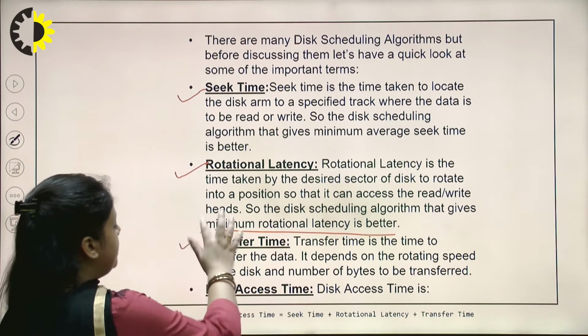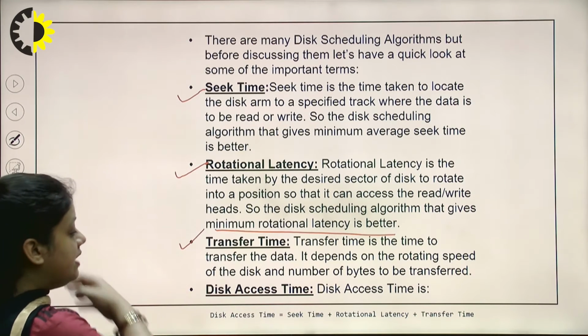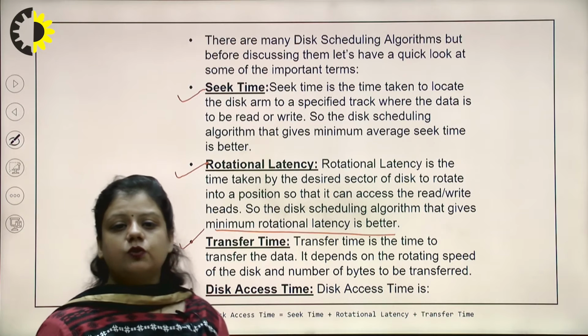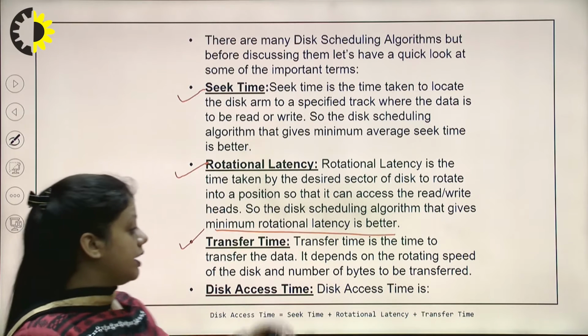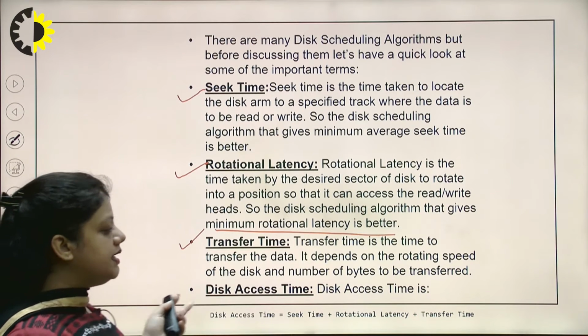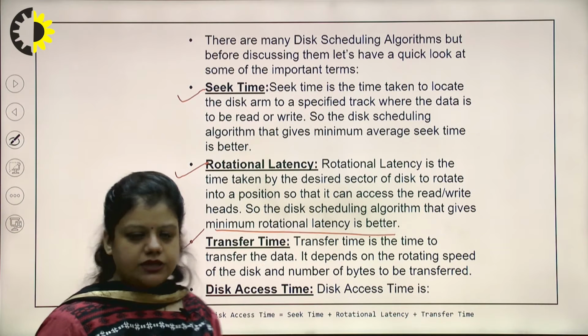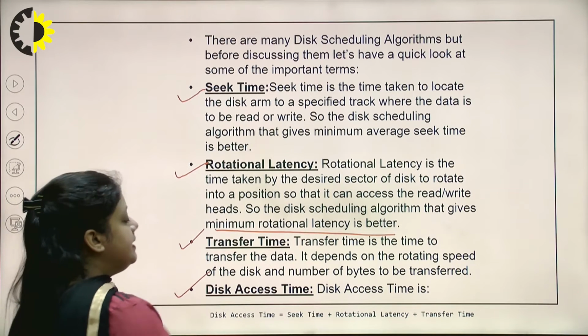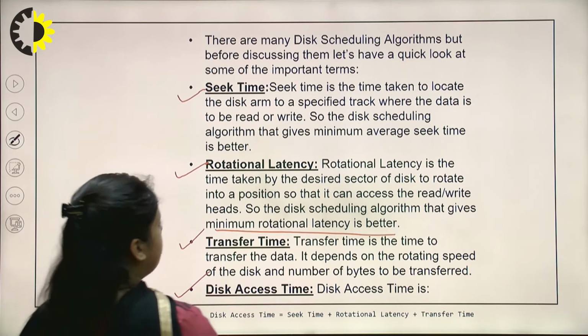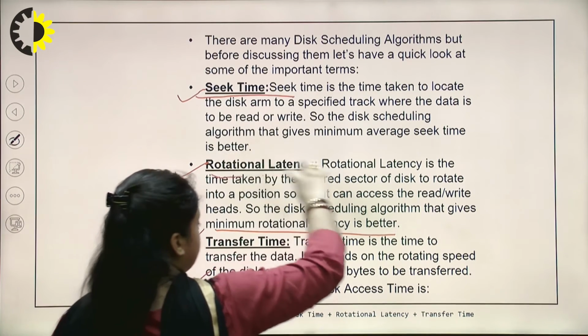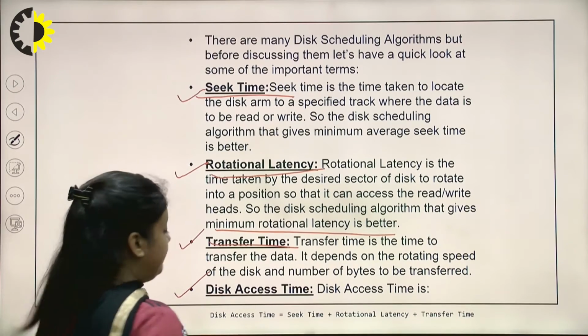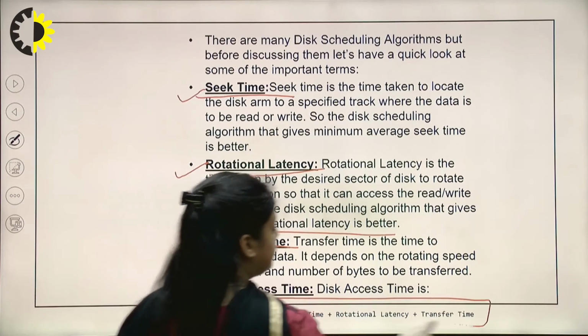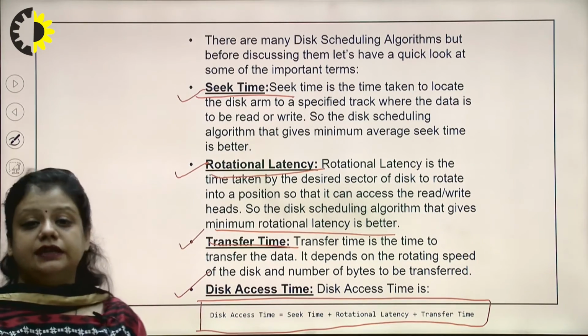The third term is the transfer time. Transfer time is the time required to transfer the data. Again, it depends on the rotating speed of the disk and the number of bytes to be transferred. And then there is the important disk access time. This is the sum of the seek time, the rotational latency, and the transfer time. The sum of all these three is collectively known as the disk access time.